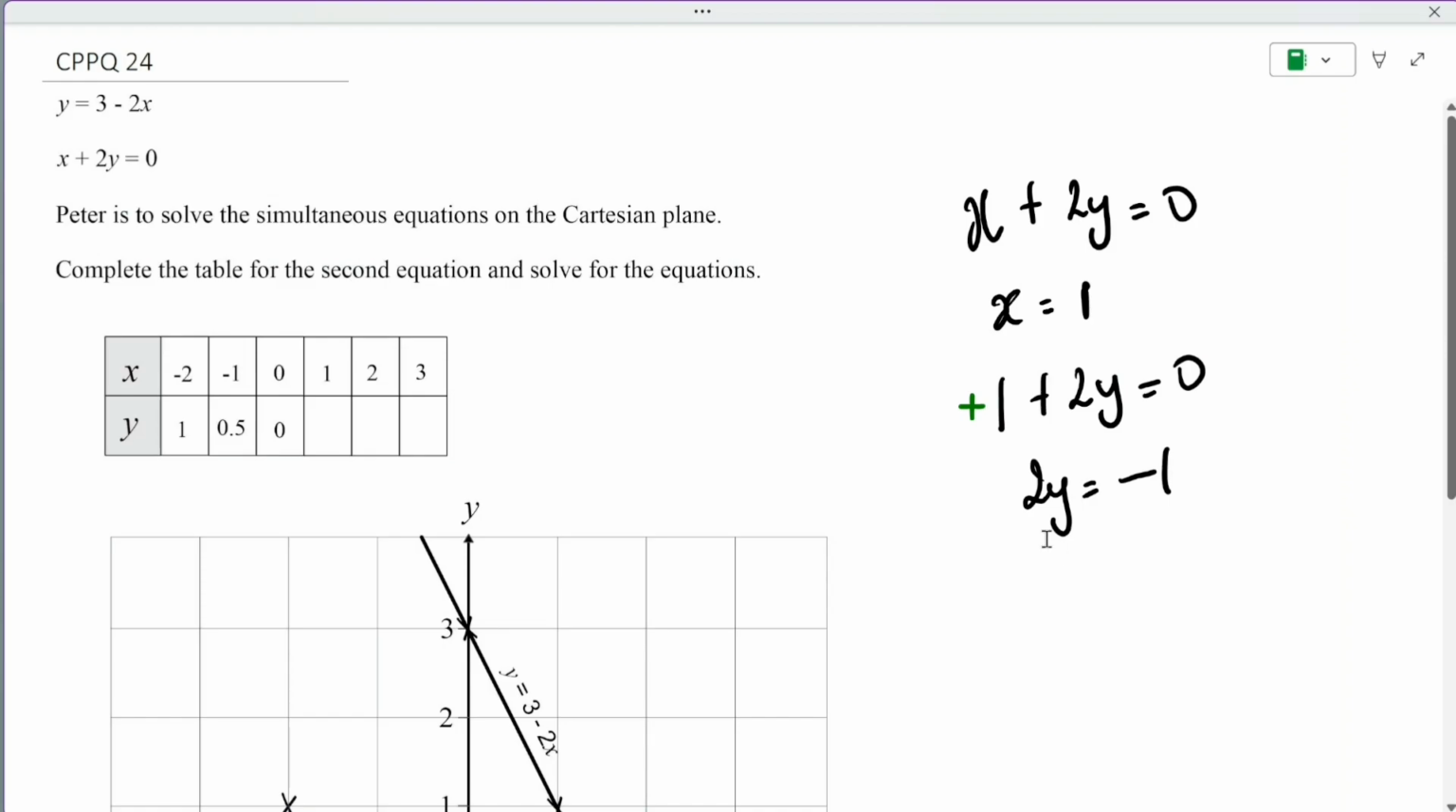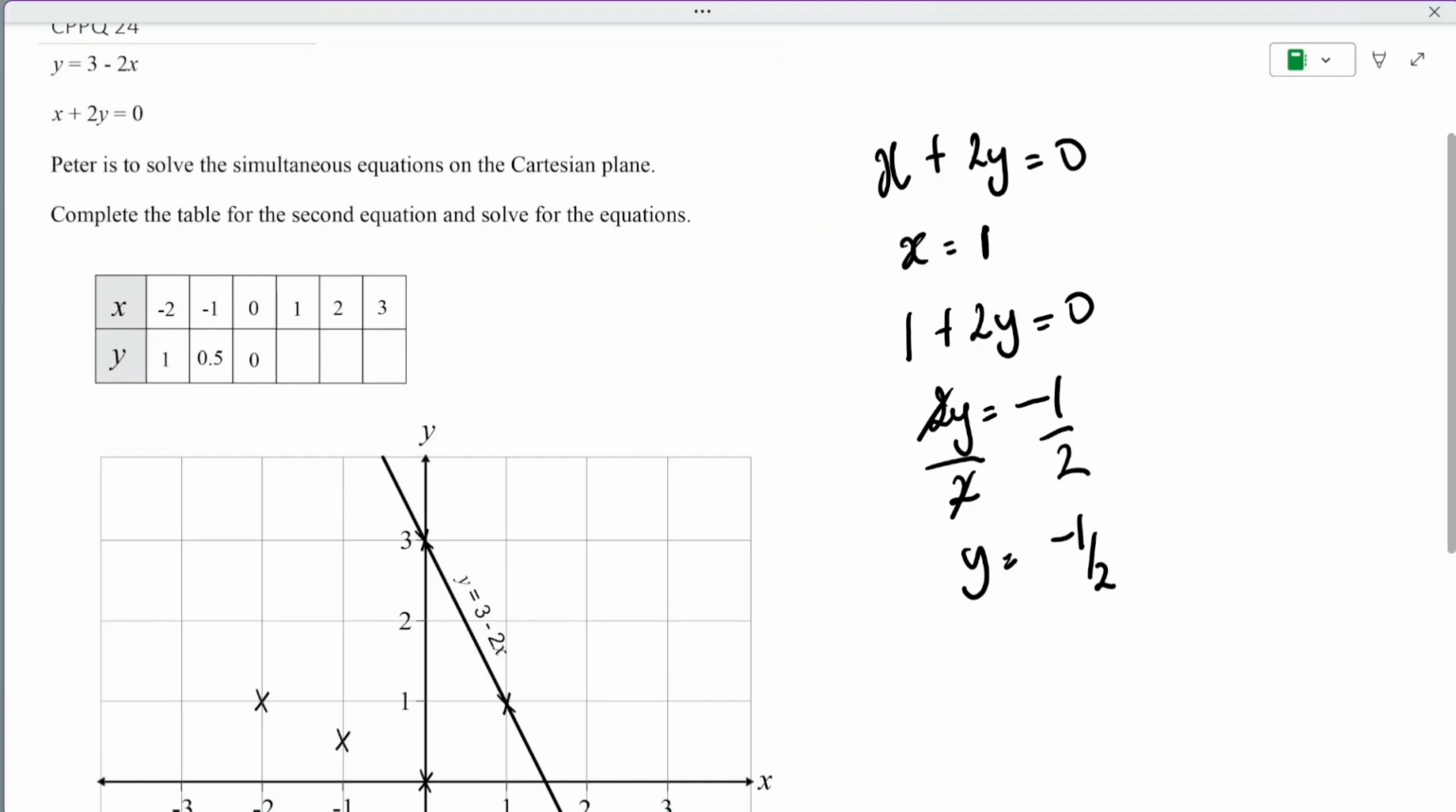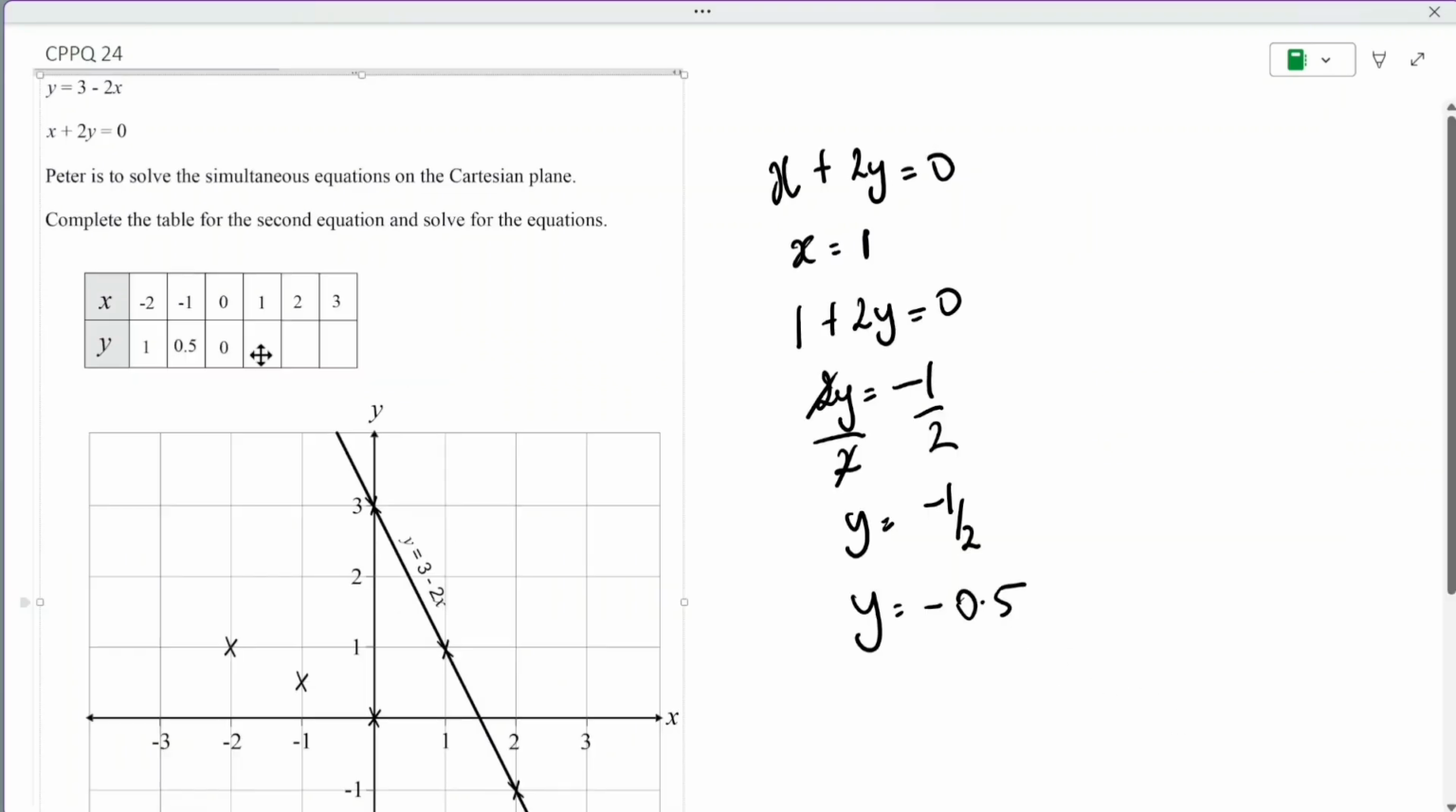We're looking for y, so we divide both sides by 2, which is the coefficient of y. 2 cancels 2. y equals minus 1 over 2. 1 over 2 is the same thing as 0.5. So y can also be minus 0.5. So we know when x is 1, y is minus 0.5. We've done it for when x is 1, let's go for when x is 2.